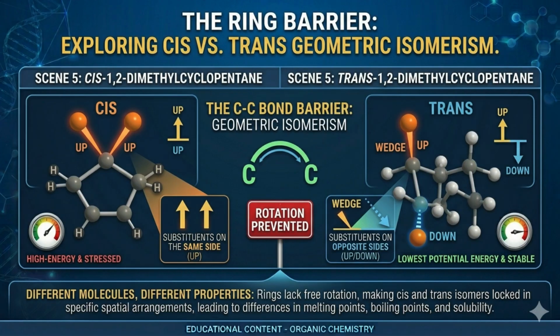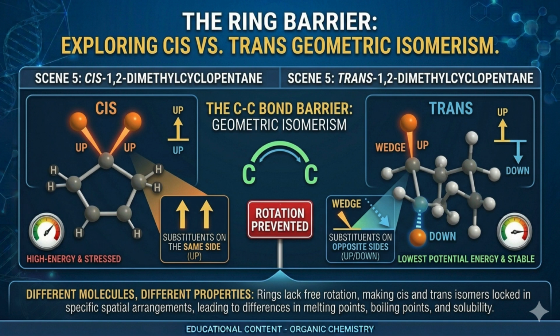Let's see the concept of the ring barrier. In open-chain alkanes, atoms can spin freely around their bonds. But when carbons form a ring, they create a C-C bond barrier. This rigid structure prevents free rotation, locking atoms into specific spatial arrangements. This leads us to a fascinating concept called geometric isomerism.